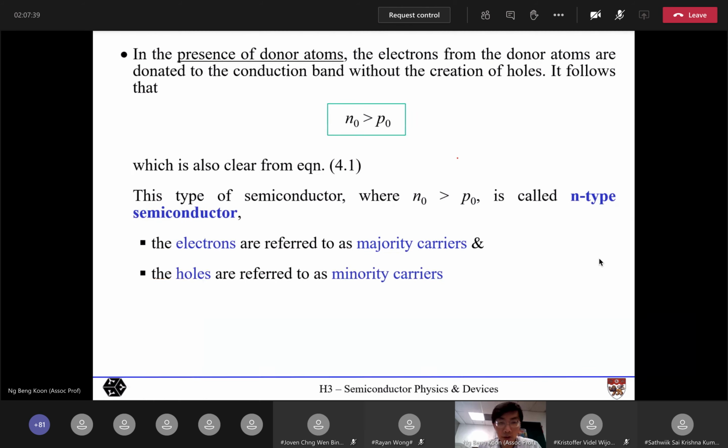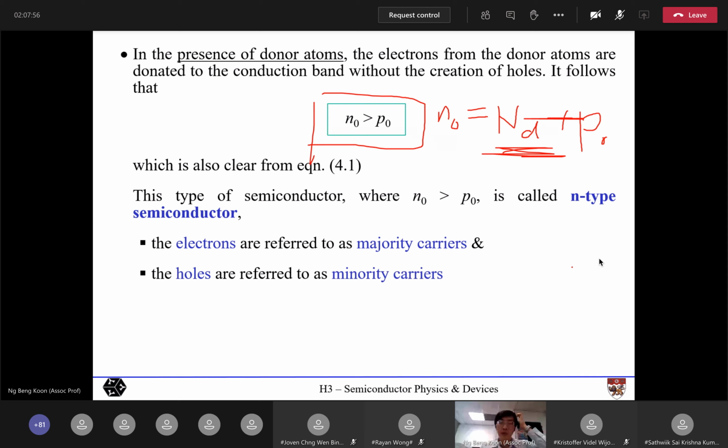Okay, if we look at the charge neutrality equation, n0 equals ND plus p0. Because of this extra ND quantity there, you can obviously see that n0 is always greater than p0. In other words, there are more electrons than holes in such a semiconductor material. So we call this type of semiconductor material the n-type semiconductor, because there are more electrons than holes.